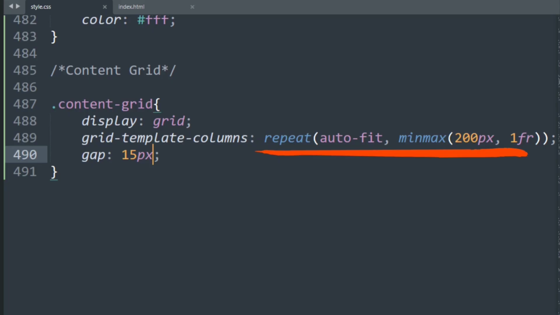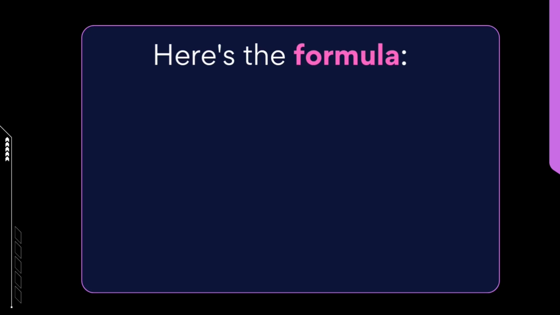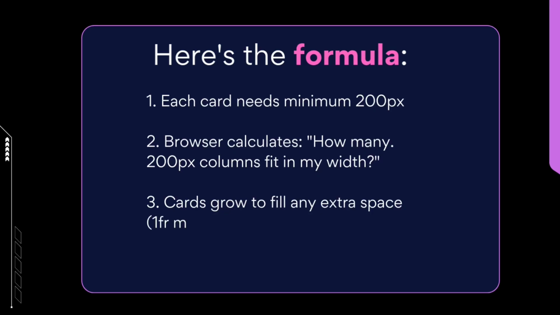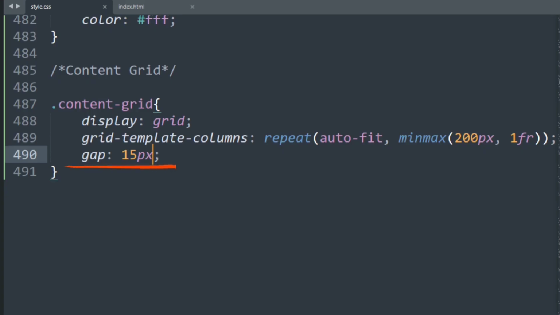Auto-fit automatically calculates how many columns fit in the available space. Here's the formula. Each card needs minimum 200 pixels. Browser calculates how many 200 pixel columns fit in my width. Cards grow to fill any extra space, 1 FR maximum. Layout adjusts automatically. Grid gap. Gap, 15 pixels. Add space between grid items, both rows and columns. Much cleaner than margins. Works like Flexbox gap. Content card styling.